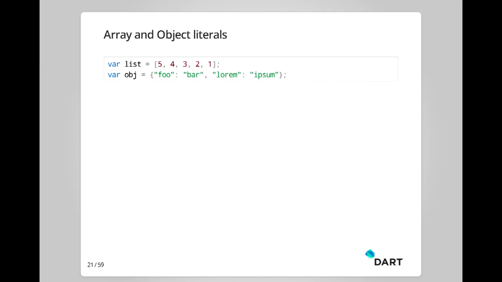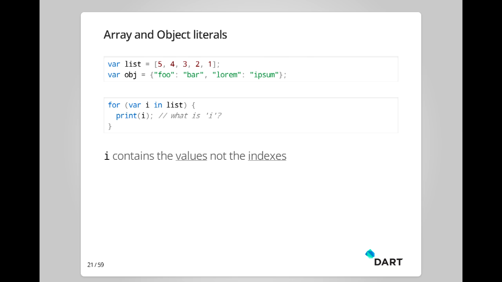What about arrays and object literals? In Dart, we basically have the same syntax as in JavaScript, but there are some differences. For instance, the for-in loop. In JavaScript, the variable i will contain the indexes 0, 1 to 4. In Dart, variable i will contain the values.